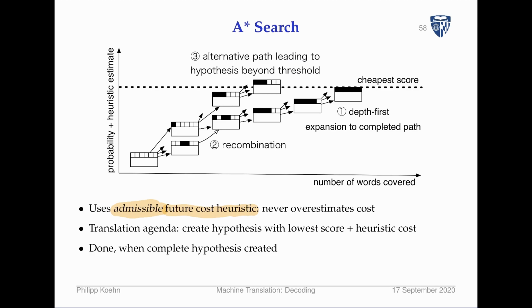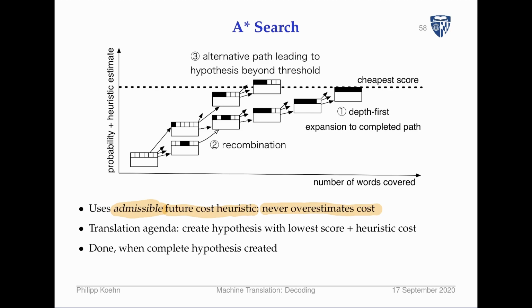Admissible is a technical term associated with A-star search. It means it cannot overestimate the cost. In our case, the one cost that we're estimating is the language model cost. So what is the best possible language model cost for this word? Is there any context where this word fits in beautifully? And that's the cost we're going with. So that would be an admissible heuristic.